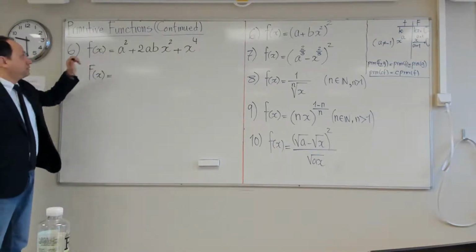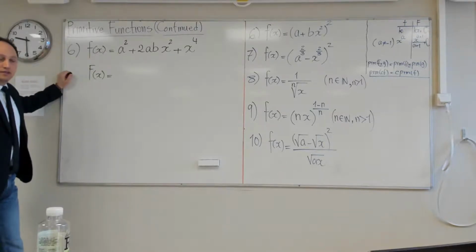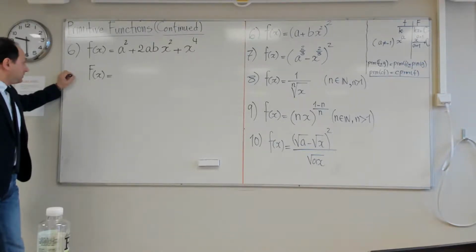So what is a primitive function for a squared? I want you to answer it to me. Even if it is wrong, it is valuable for me, because then I know what the problem is.